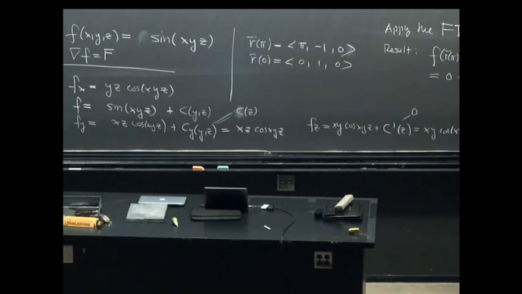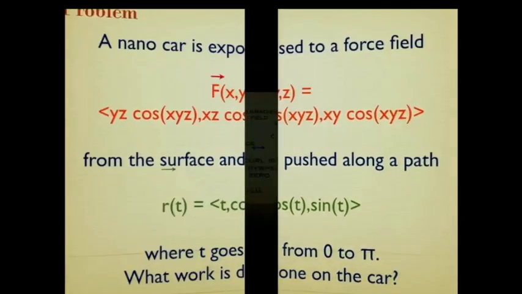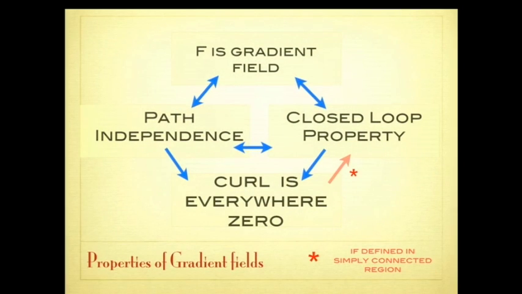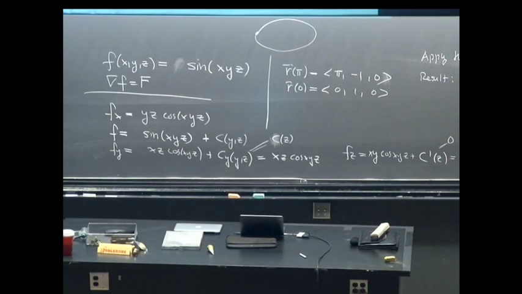So that's the nano car problem, which just used the fundamental theorem of line integrals. So there are some things which are equivalent. We had here a gradient field. That's what it means to be a gradient field. You have a gradient of a potential. This also means that you have path independence. If you go along a closed path, then the initial and end points are the same. So the result is 0.